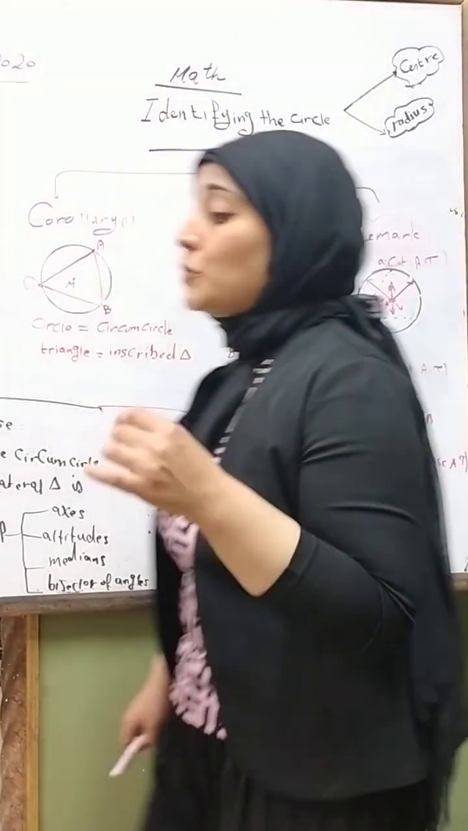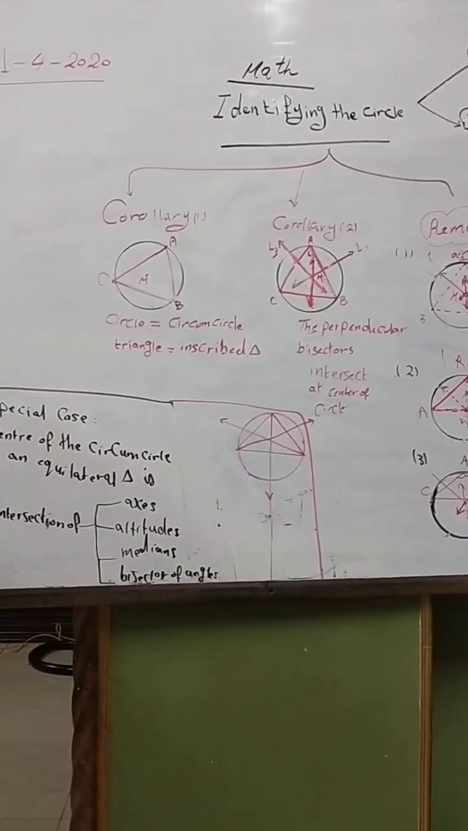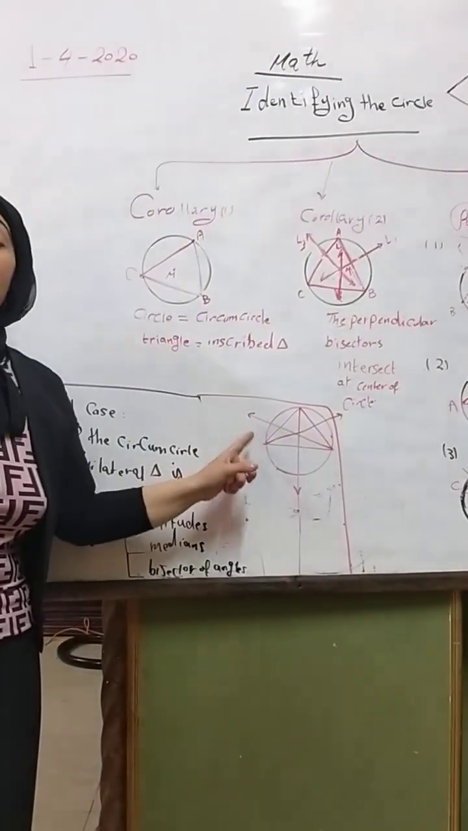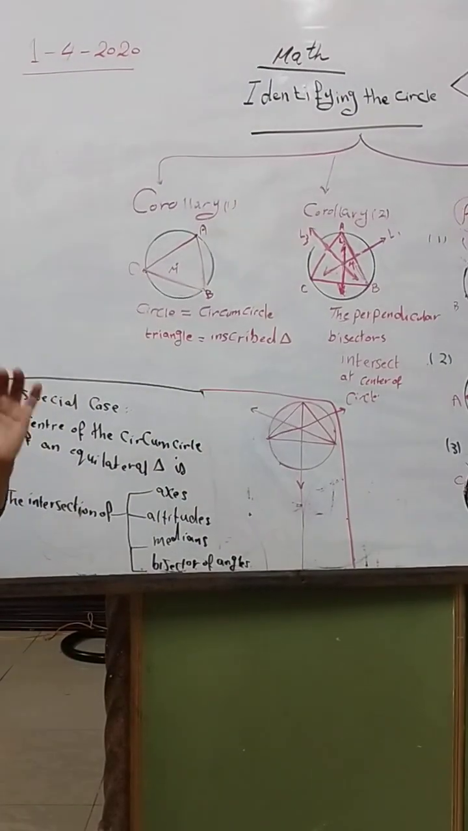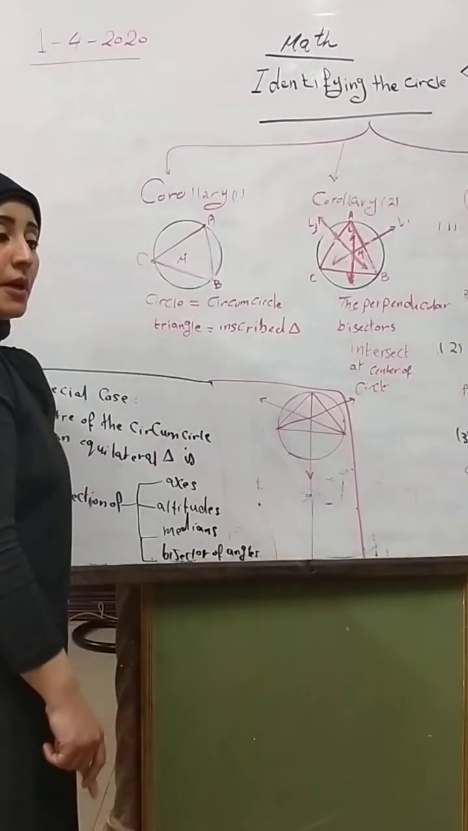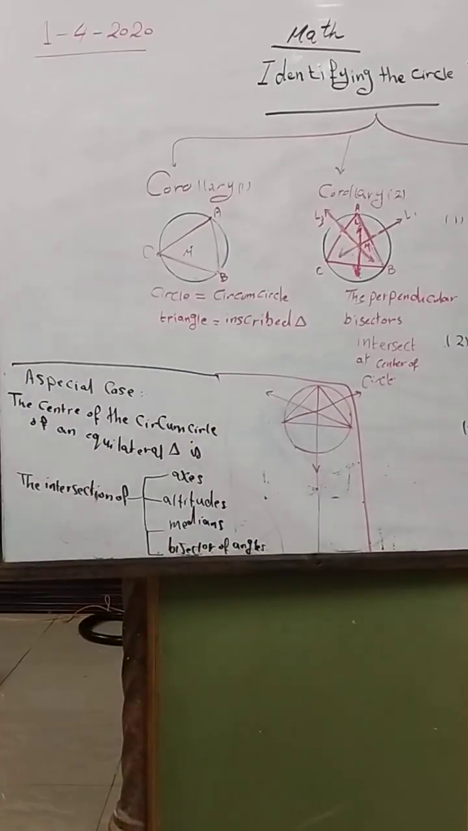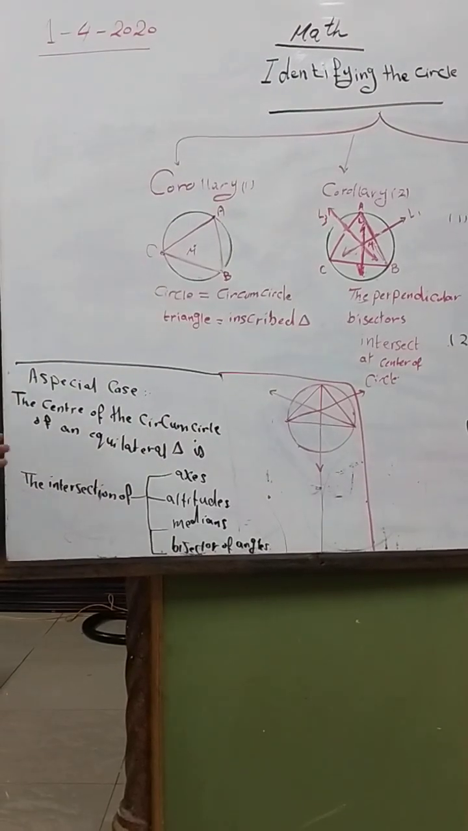Now let's look at a special case. A special case is if we have an equilateral triangle. An equilateral triangle means what? It means all sides in this triangle are equal in length, and also all angles are equal in measure. What about this case?